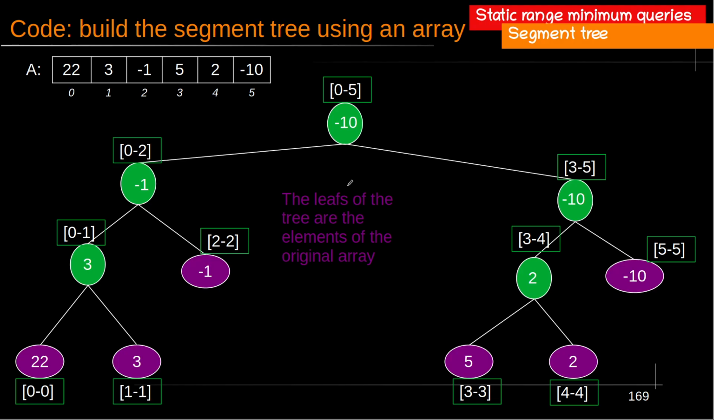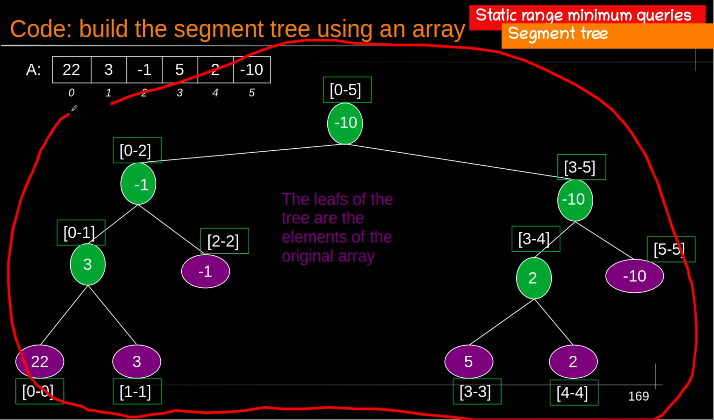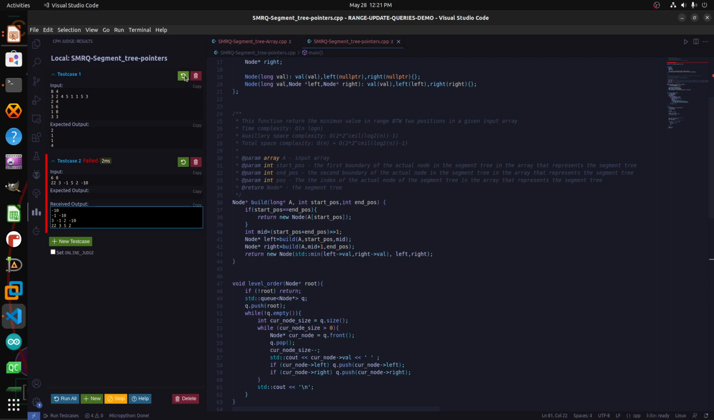As you see, using pointers, I get the same segment tree as we saw in the previous part. There are no wasted spaces here; of course, there are fewer extra spaces than if we use an array to build a segment tree.